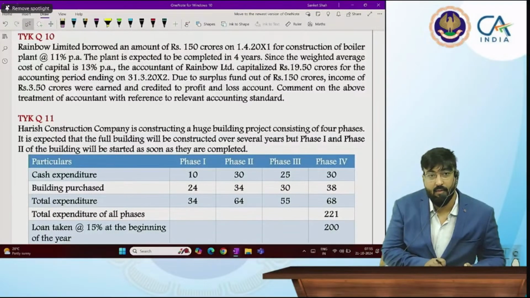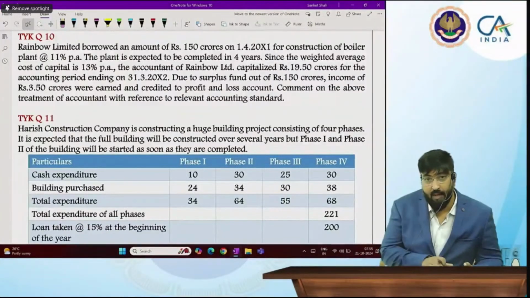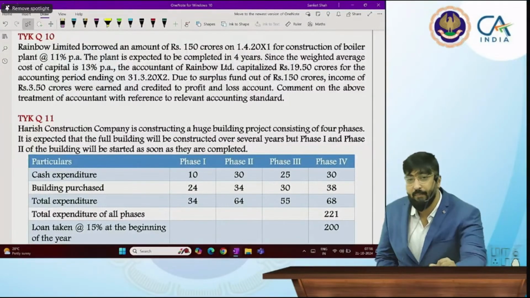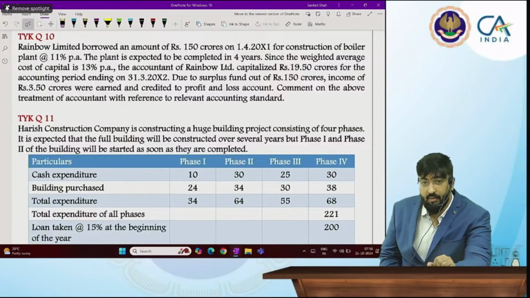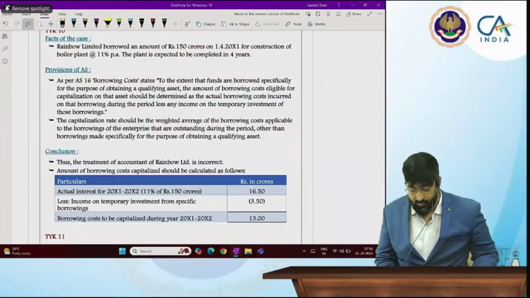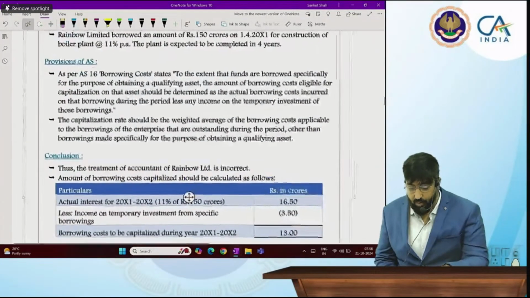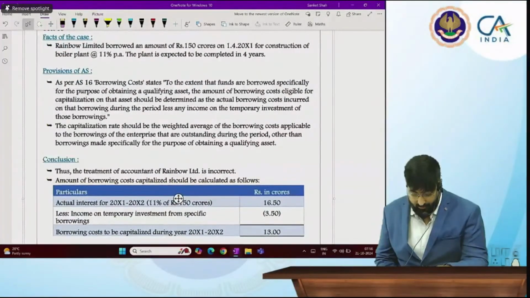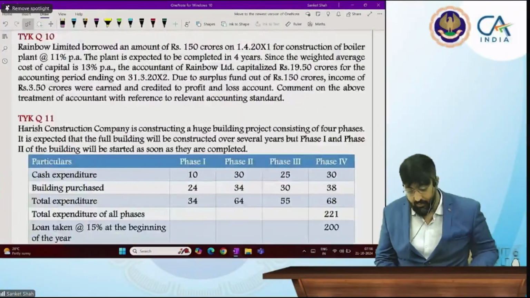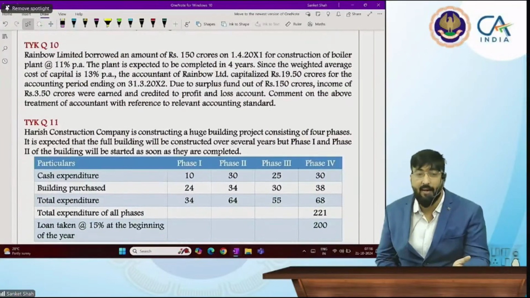ओके, now see, they borrowed the loan, they multiplied by weighted average rate. So weighted average rate is allowed or not? Sir, here not allowed. Why? Sir, because you have to consider actual rate. And I borrowed at the rate of 11%, then why am I considering cost of capital rate?